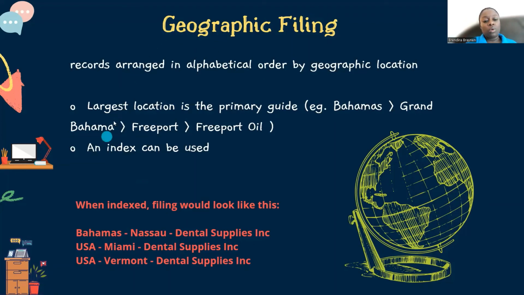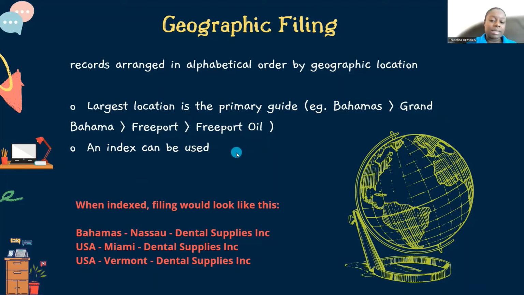And so normally what happens is you take the largest location as the primary guide. If you're talking about a company like Freeport Oil, it is in the Bahamas. So we would start off with Bahamas. We would have a filing section for companies in the Bahamas. Then you would probably have a filing section for companies in Grand Bahama. Then you would have a filing section for companies in Freeport. And then within the companies in Grand Bahama, Freeport, you're going to have Freeport Oil in the F section. And so that tends to be how it works.